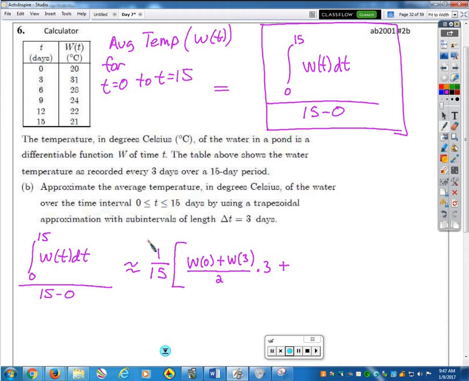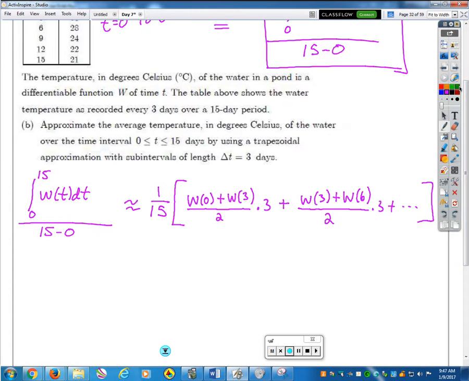Okay. So W of 3 plus W of 6. Somebody else jump in there. 2 points for Lexi. Divided by 2 times 3. We got it. This would be 1/15. Somebody tell me what this becomes.